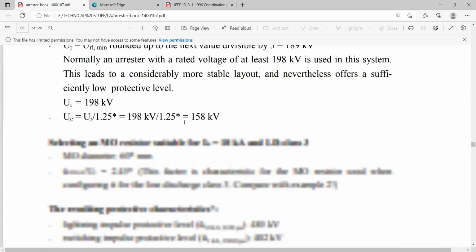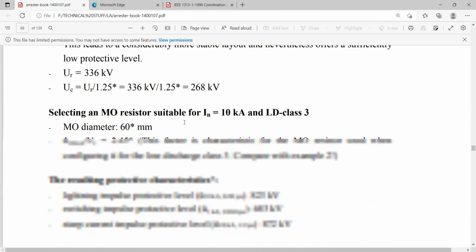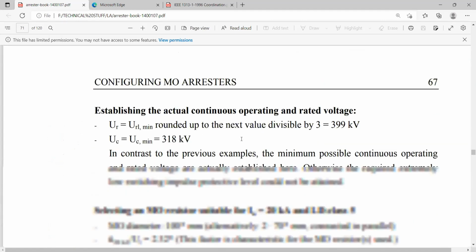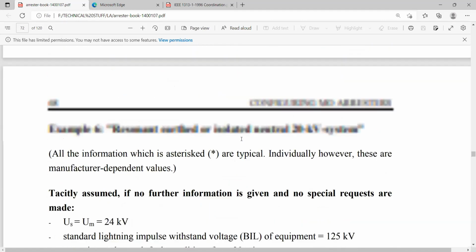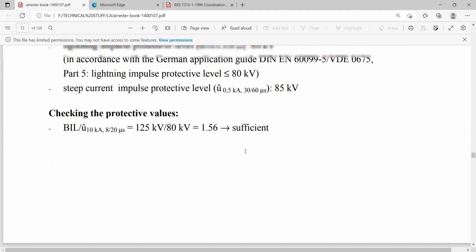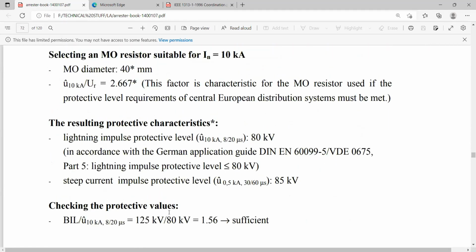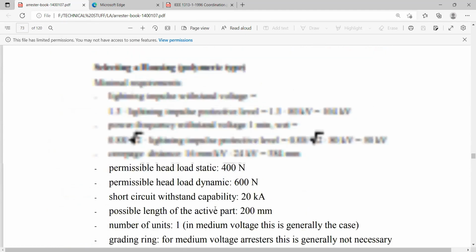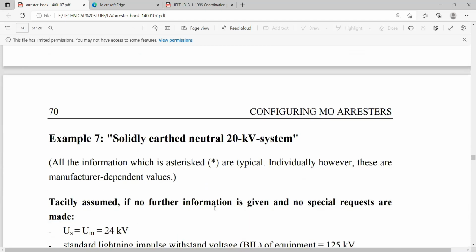Let's see another solidly earthed system, this 500 kV system. And this is a resonant earthed system. Obviously in every case the protection margin is 1.56. I have shared this document with you, team.